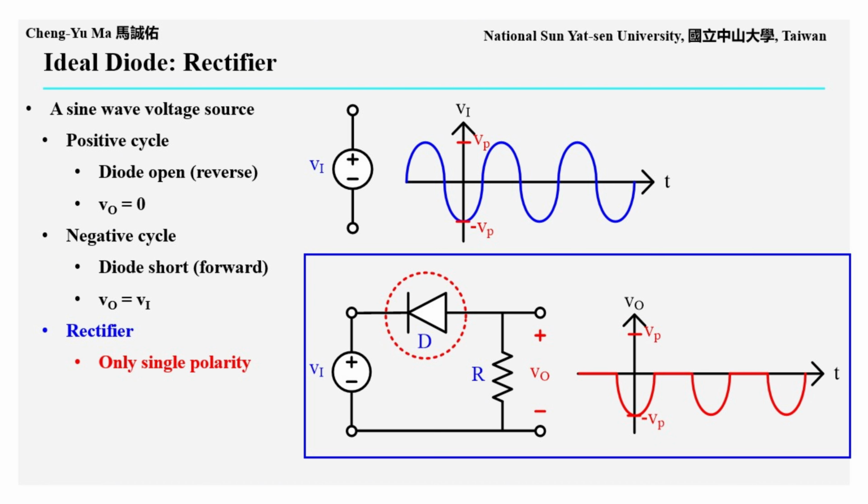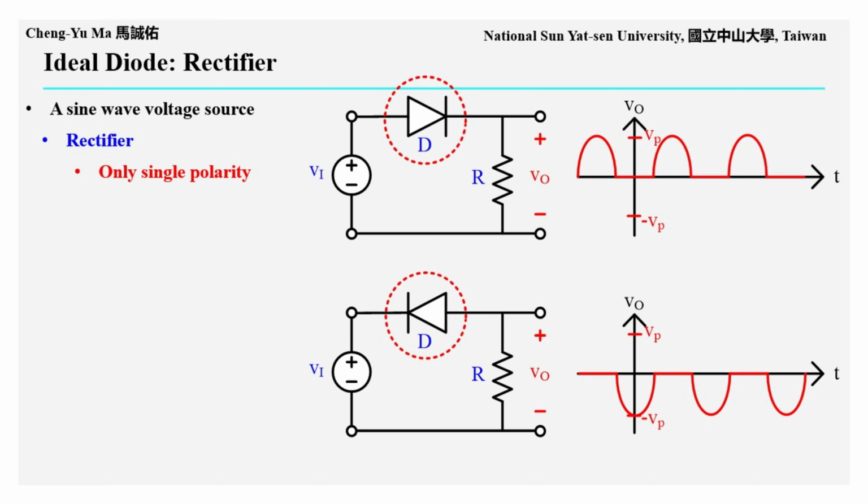Similarly, if the direction of the diode is reversed, then during the positive half-cycle of VI, diode D is reverse biased, so the current is 0 and VO equals 0. During the negative half-cycle of VI, diode D is forward biased, so VO follows VI through the short-circuited diode. As a result, the output voltage VO contains only the negative polarity portion.